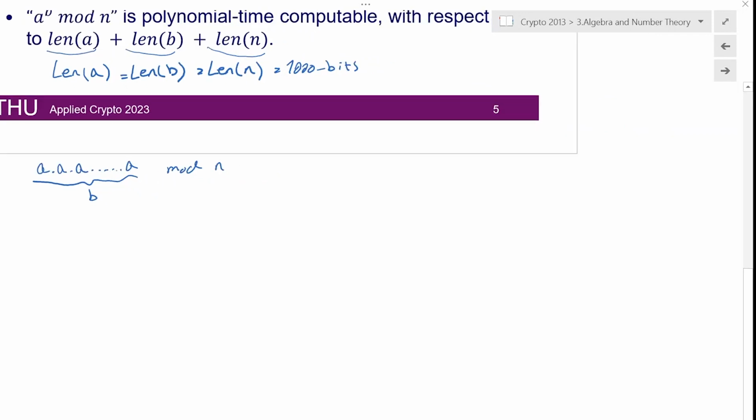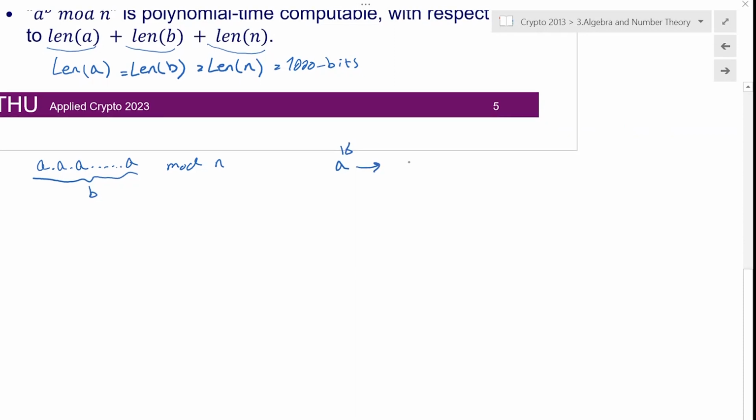But before we see the algorithm, let's see if there is a better way to do this. Suppose I ask you to do a to the power 16. So my b is 16 here. Is there a better way? Suppose I do a times a, so I get a^2, right? If I raise this to the power 2, I get a^4, right? And if I do that again, I get a^8. And if I do it one more time, I get a to the power 16, right?